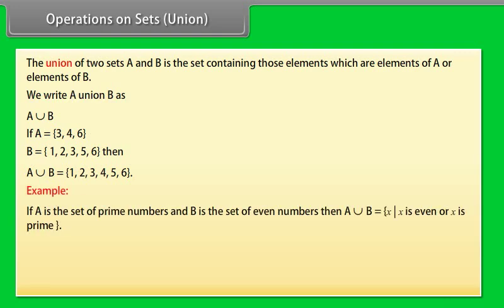Example: if A is the set of prime numbers and B is the set of even numbers, then A union B is equal to {x such that x is even or x is prime}. If A equals {x such that x > 5} and B equals {x such that x < 3}, then A union B equals {x such that x < 3 or x > 5}.